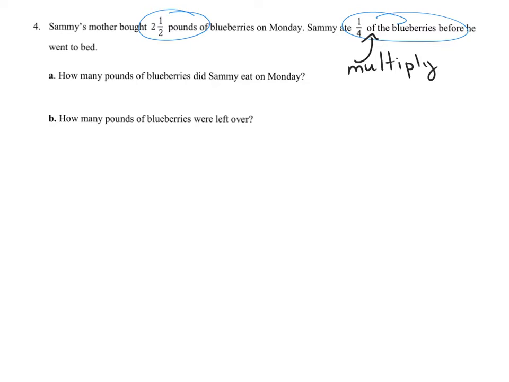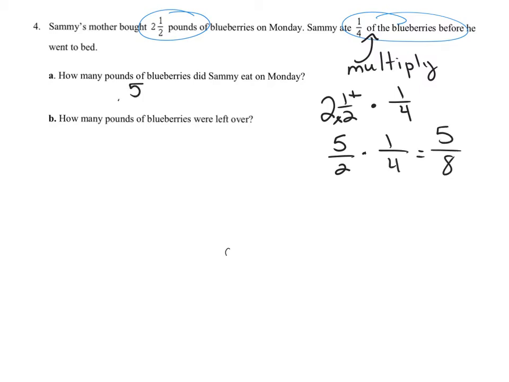So we should be thinking, I'm actually going to write this down here, or over here to the side, 2.5 times 1/4. But we need to make 2.5 improper, so 2 times 2 plus that 1 gives us 5/2 times 1/4, which gives us the 5/8. So he ate 5/8 of a pound of blueberries.